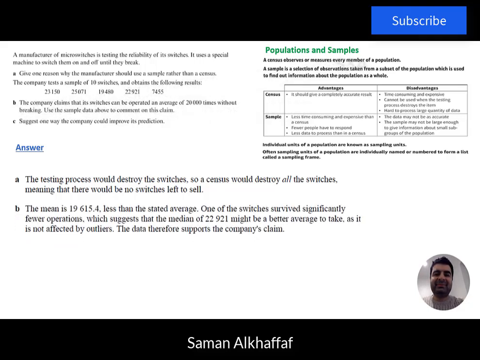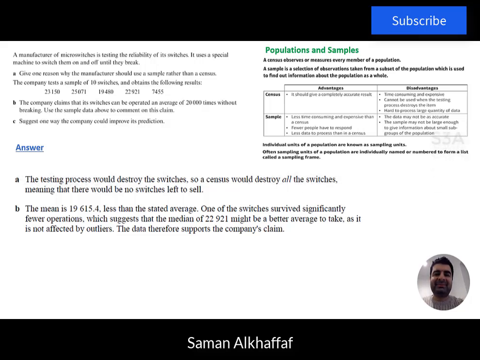Now, looking at the values by taking the mean of the values of the 5 tests, it will give us a mean of around 19,615.4, less than the stated average. One of the switches survived significantly fewer operations, which suggests that the median of 22,921 might be a better average to take, as it is not affected by outliers. The data therefore supports the company's claim.